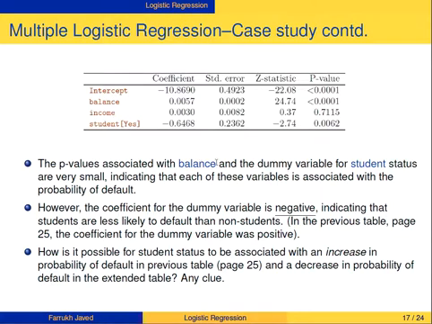The p-values associated with balance and the dummy variable student are very small, indicating that each of these variables is associated with the probability of default. Those variables are linked with default. If a person has a high balance, then it's more likely that he or she will default after some time. However, the coefficient for the dummy variable is negative. Notice here, this is negative, indicating that students are less likely to default than non-students.